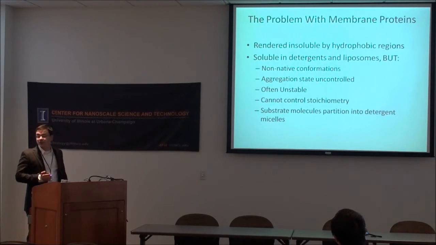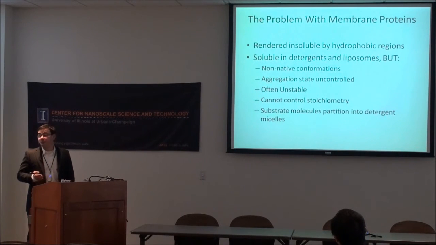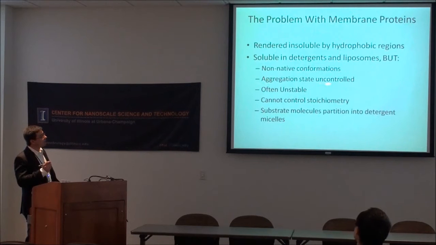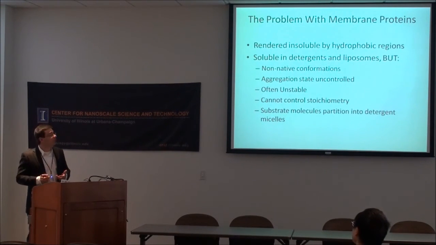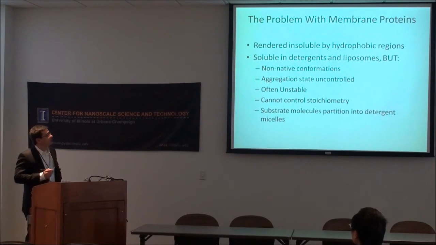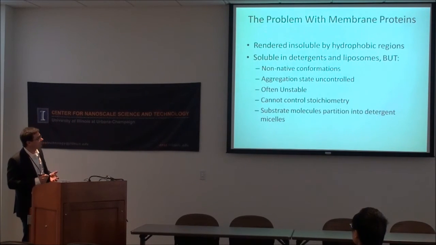Sure, you can add in detergent and they'll float around, but the problem with detergent solubilization is that oftentimes you get these aggregated, non-native conformations. And some of the physical properties that they'll display are not necessarily physiologically relevant. You can't control the aggregation state of these, so it makes it very difficult to do reconstitution assays with controlled stoichiometry. And also very important is that this membrane bilayer is often a very important structural element in maintaining the native fold of membrane proteins. So without it, they'll fall apart.